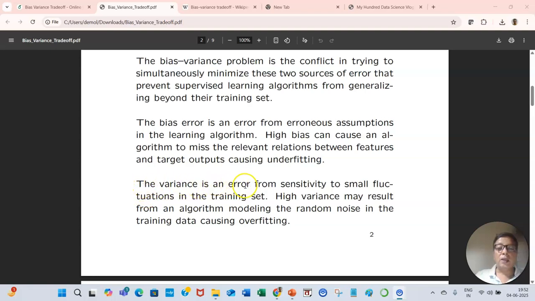The variance is an error from the sensitivity to small fluctuations in the training set. High variance may result from the algorithm modeling the random noise in the training data, causing overfitting. When variance goes up, we face overfitting. We tend to model the random noise in our model.